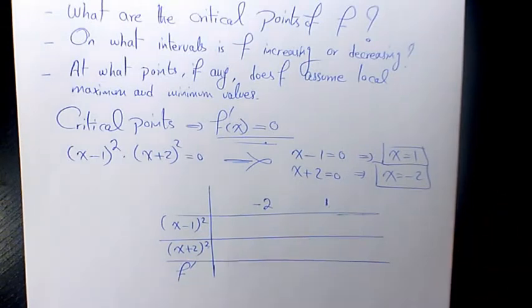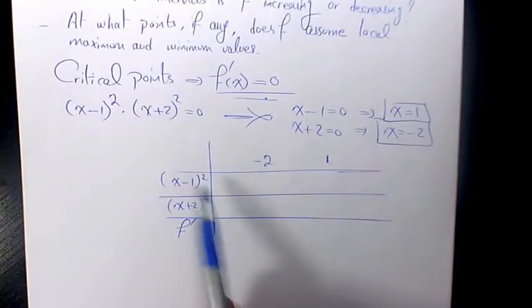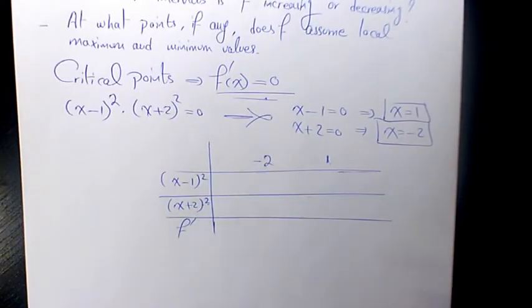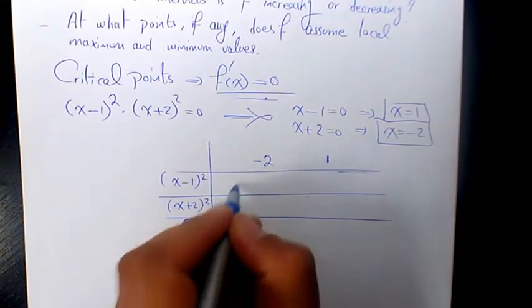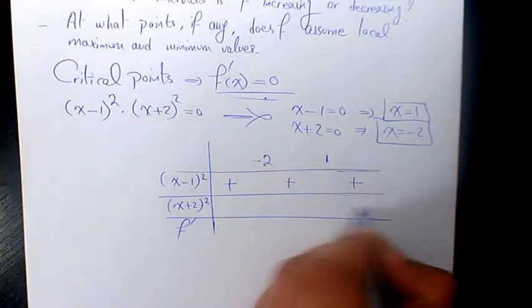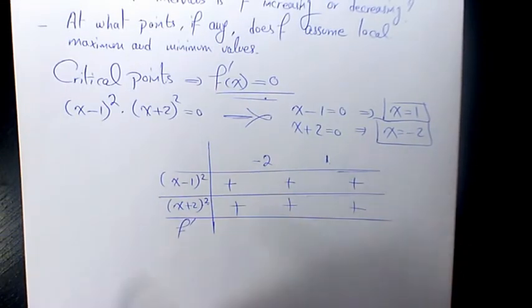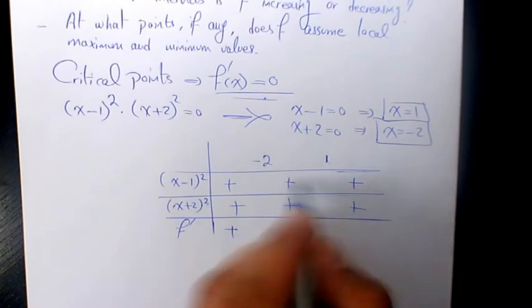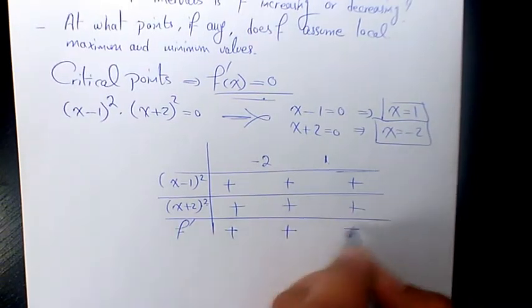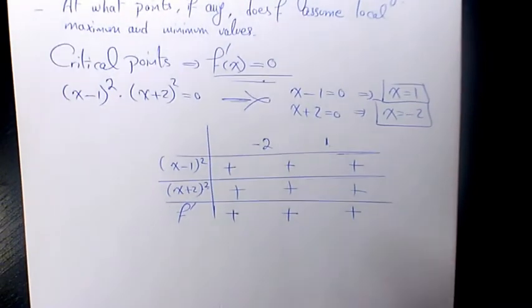For this one it is going to be very simple. Why? Because we have squared and we have squared. Any expression to the power of an even number is always positive. So this one is positive, positive, positive. We don't need to even bother. Positive times positive is positive. So f prime is always positive.